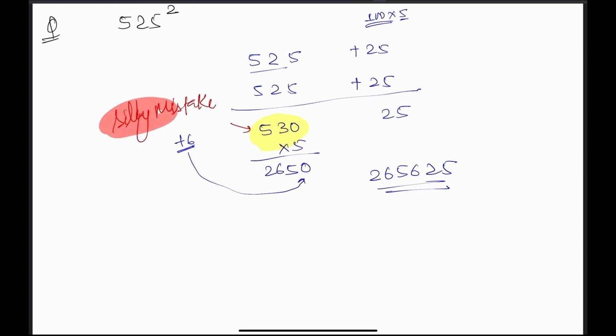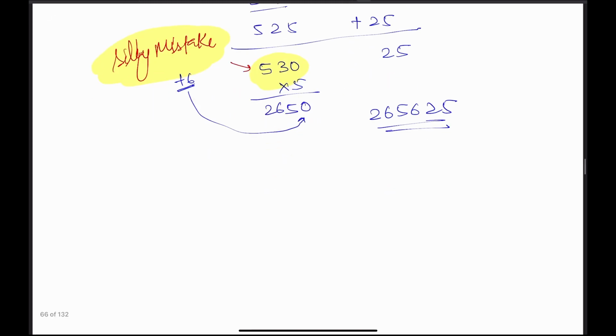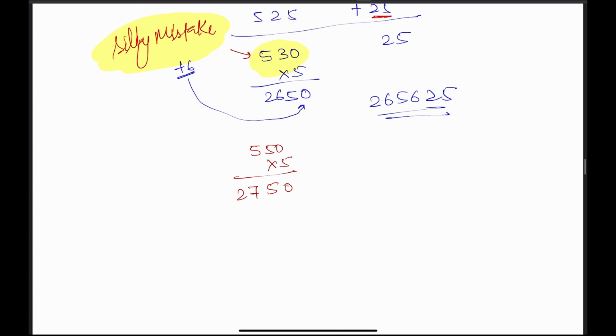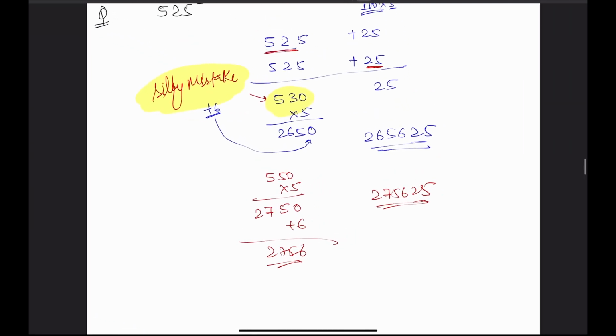So it's no use to learn all these things if I keep doing all these silly mistakes. I should not say it's silly, it's a blunder actually. 525 plus 25 is what? 550 now. So 550 into 5, it will be 2750 plus 6 is 2756. So the answer should be 275625. Okay, this should be our answer.